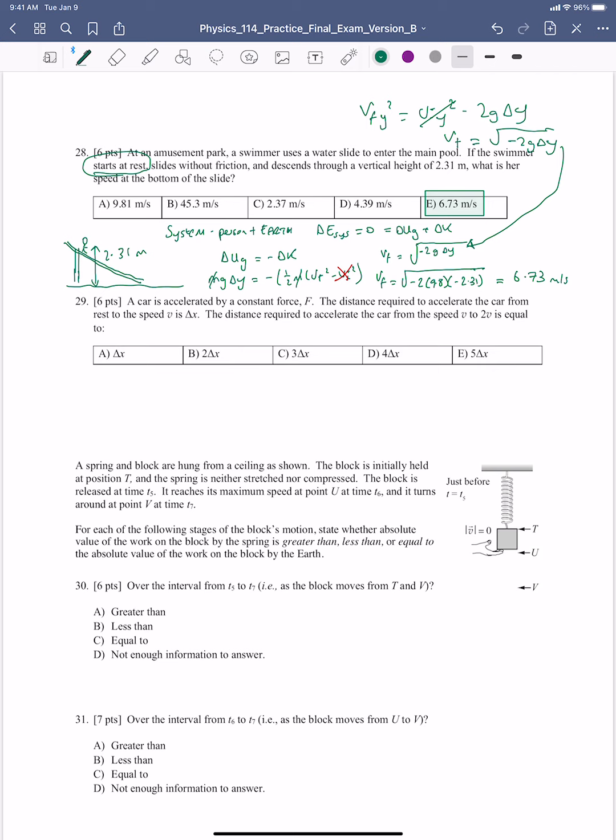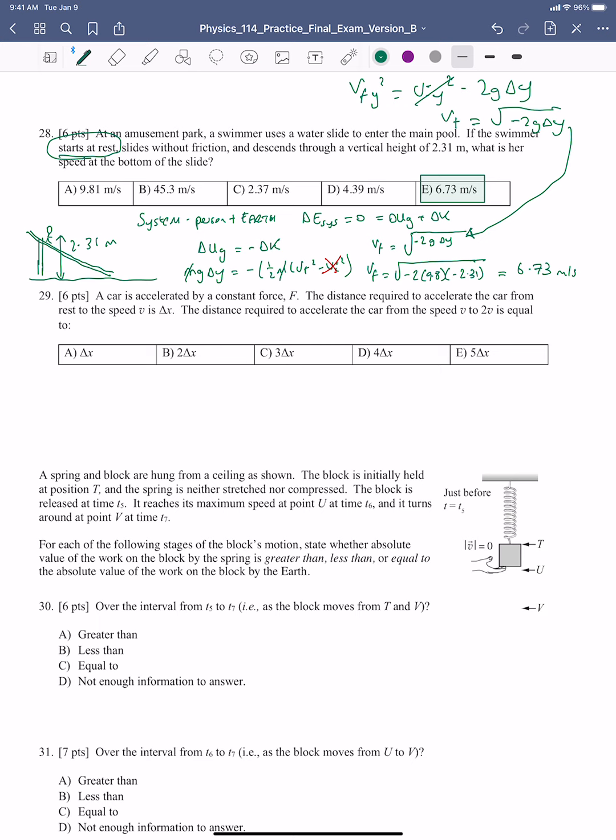Question 29, a car is accelerated by a constant force F. The distance required to accelerate the car from rest to speed v is delta x. The distance required to accelerate the car from speed v to 2v is equal to what? This is very, very similar to one of the clicker questions from chapter 10, maybe lecture 17 or 18 this quarter. So let's see, the distance required to accelerate the car from rest to speed v is delta x. So we know in this scenario we're looking at work equals delta K.